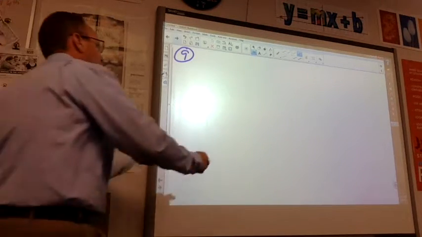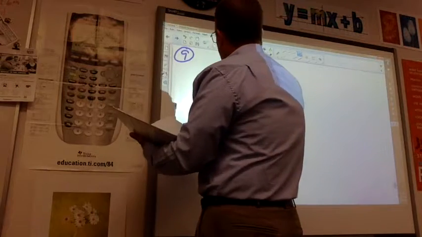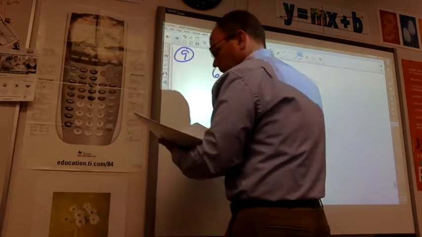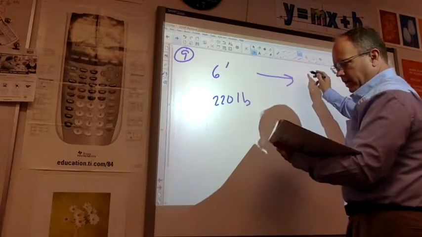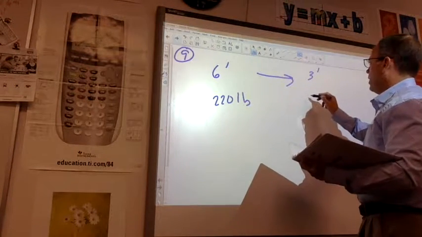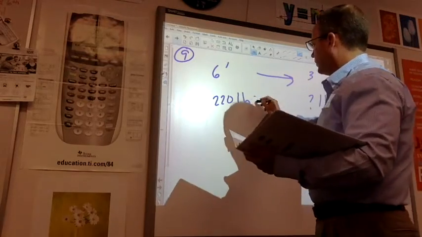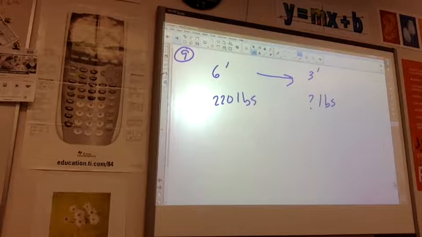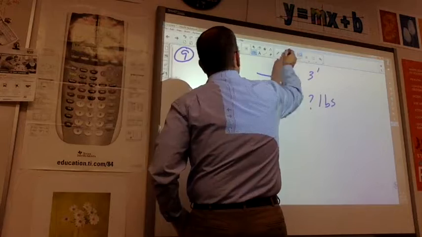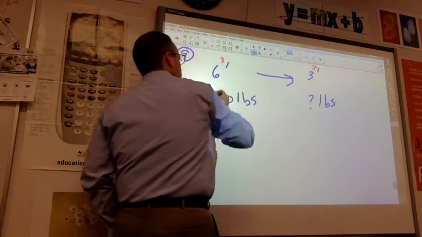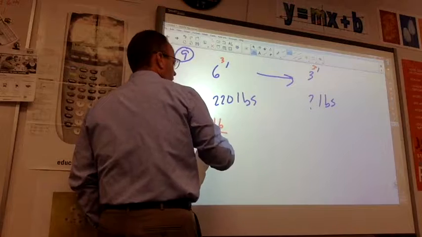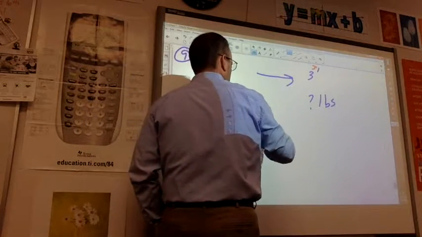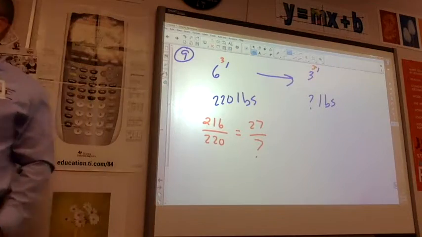All right. So the person is 6 feet tall and weighs 220 pounds. And for some reason he shrank to be 3 feet tall. So we want to know how many pounds this is. Okay, we have to understand that the height is a linear length, so it's the first dimension. Pounds are a volume, so it's a third dimension. So what I should do is convert this and this to 3D. So that's 216 over our other mass equals 27 over question mark. And cross multiply, and that'll tell you how many pounds.